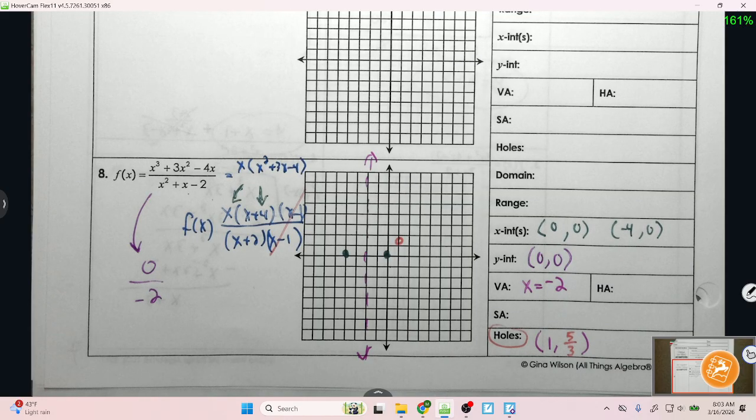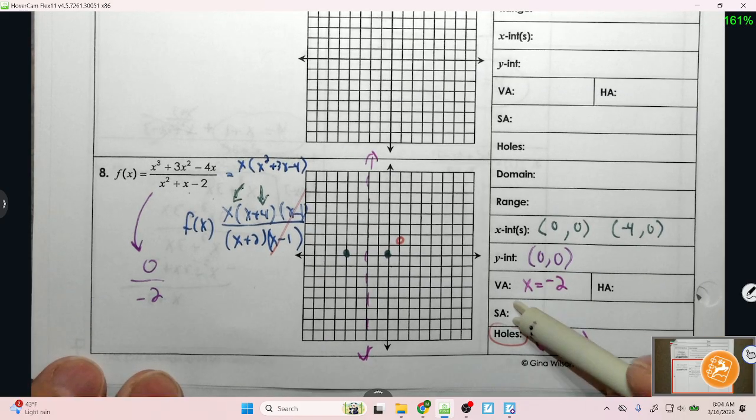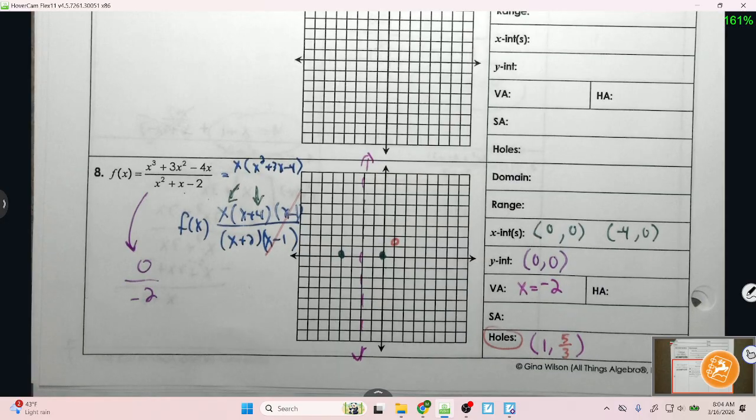Otherwise, you don't have a function because it'd be stacked on itself, right? You can only have one y-intercept. Domain and range later. Now it's the horizontal, and what do you think SA means? Slant asymptote, right? Okay. So look at the degree of the numerator. This is the new part. This is what's new for you.